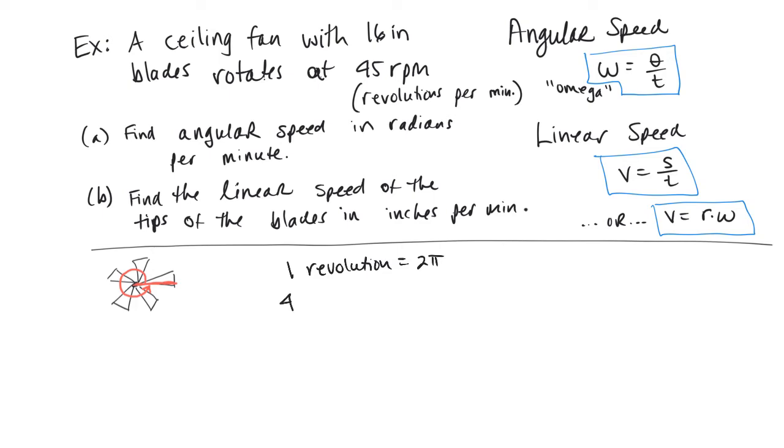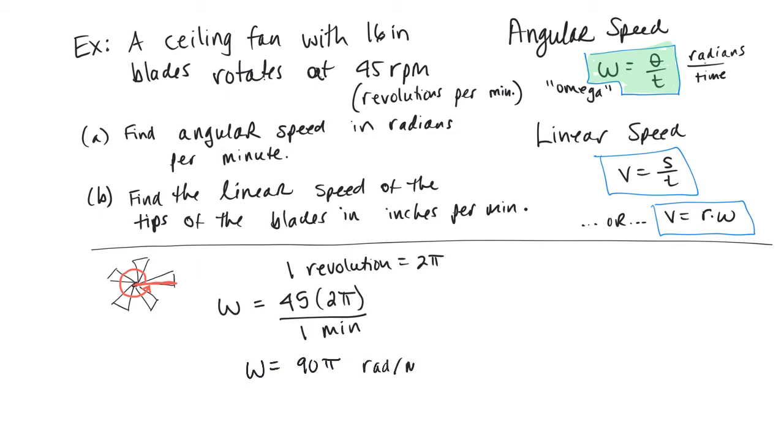So if we have 45 full revolutions, that would be 45 times 2 pi, and that happens every minute. So our angular speed, omega, would be equal to the angle divided by the time, and the time we're saying is 1 minute. So our angular velocity, omega, is equal to 90 pi, measured in radians per minute. So that's part A.